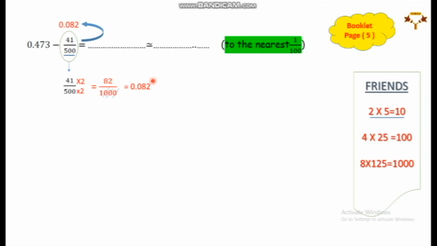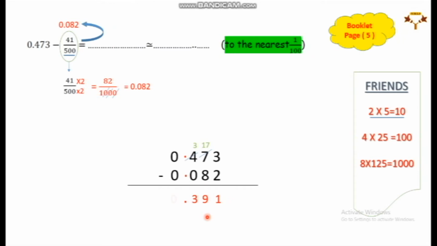Can you subtract now? Yes, I can. How can you subtract decimals? By lining them up, up, and up. So let's put the numbers. And now let's subtract. 3 minus 2 equals 1, 7 minus 8 doesn't go, borrow 1 from the 4, the 7 will be 17 and the 4 will be 3. 17 minus 8 equals 9, 3 minus 0 equals 3 and 0 minus 0 equals 0. So the answer of this operation is 0.391. Now let's approximate it to the nearest hundredths.